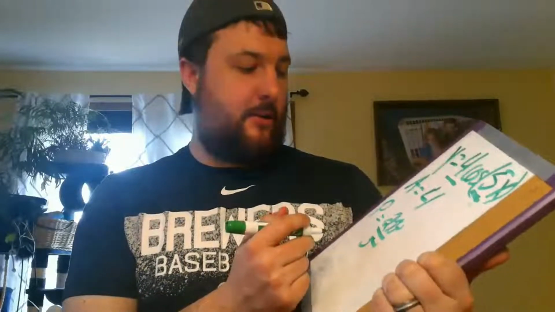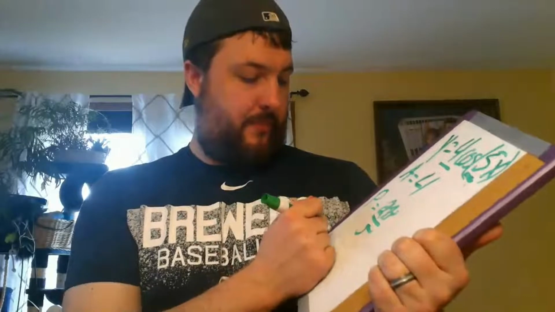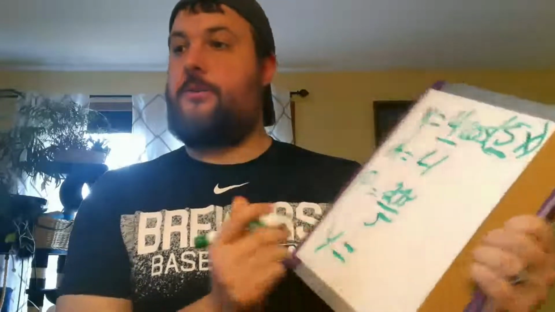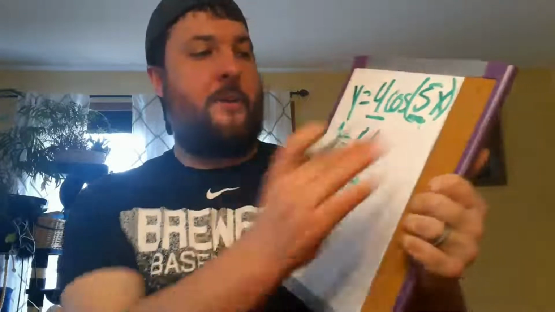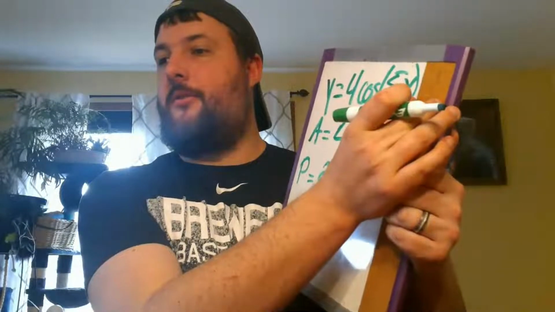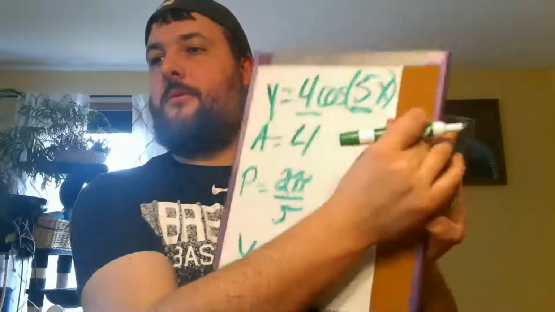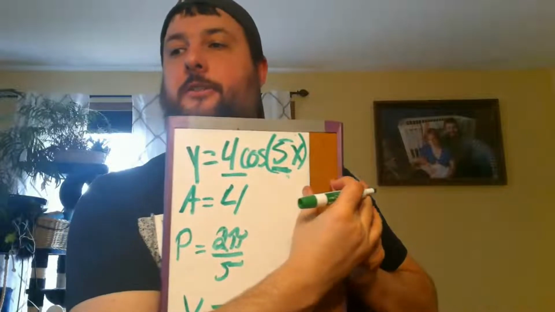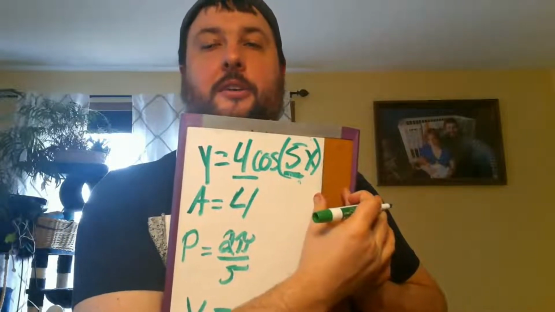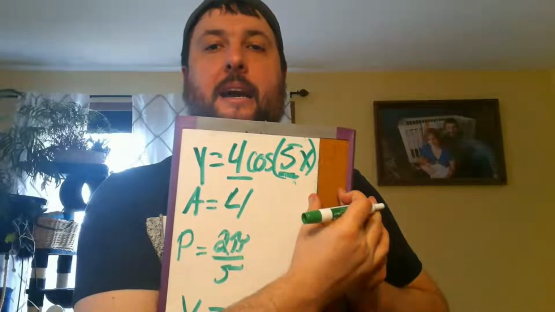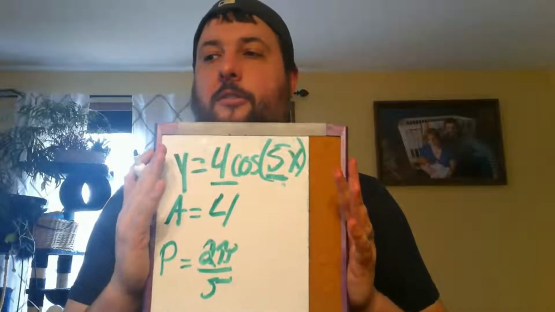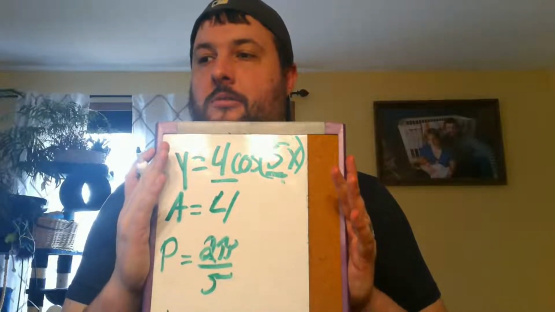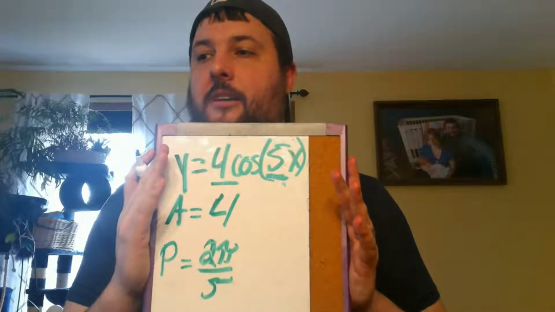The midline equation is just y equals whatever you're adding or subtracting to the function. I'm not adding or subtracting anything here, so the midline equation is y equals 0. That's what you have to do on that quiz, those 3 calculations. It's the same for sine and cosine.